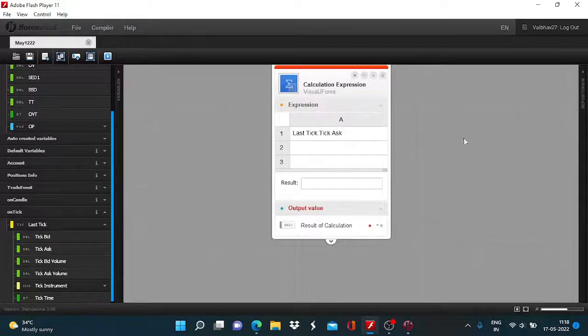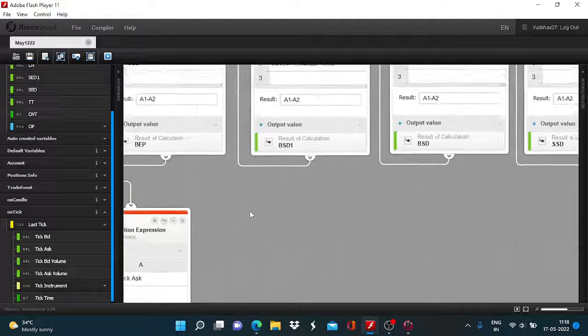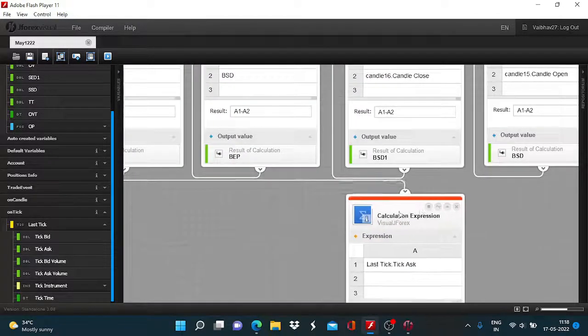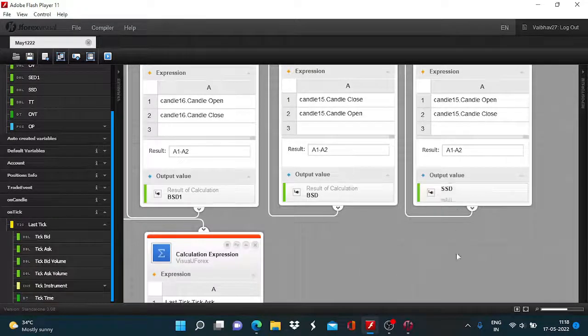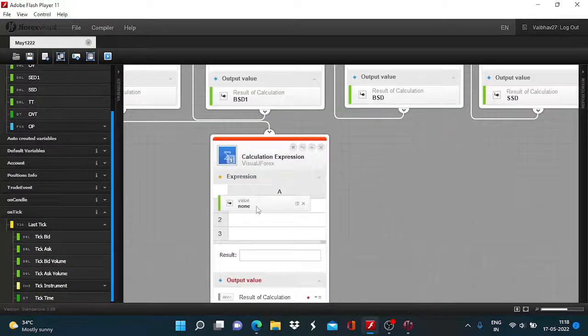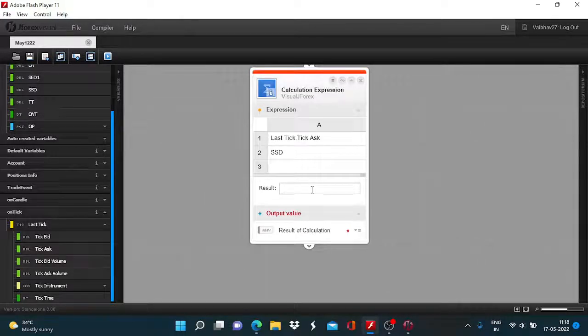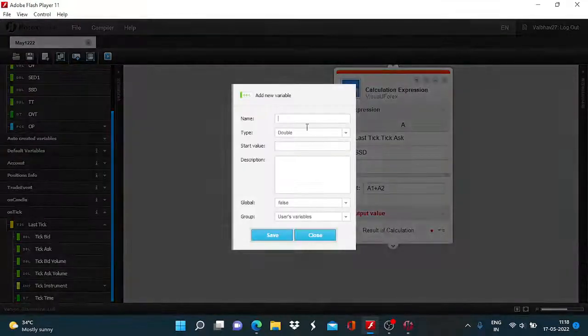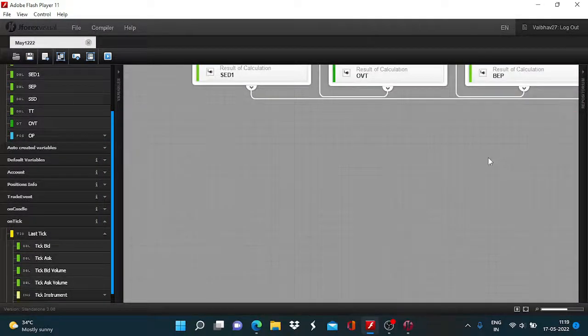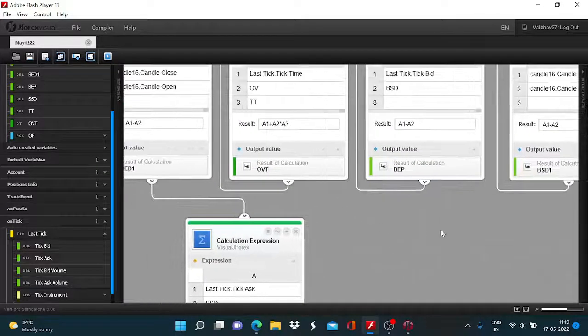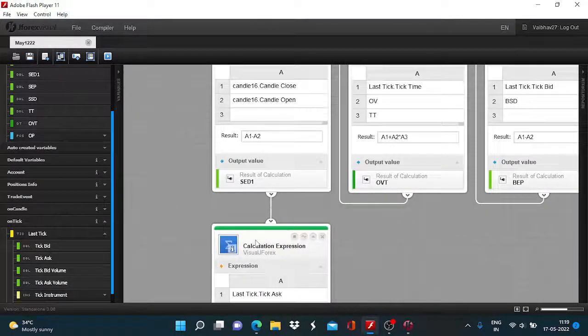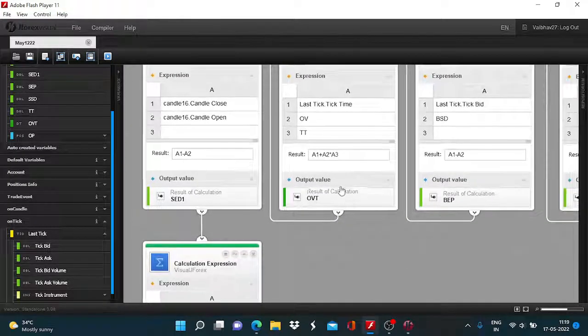So we take last tick ask and add to it whatever is the difference of the last hour's open and close price. I will add it. So this will become A1 plus A2, which will be our limit order price. Order validity will be same as the buy side, so we don't really have to define a new variable for that.